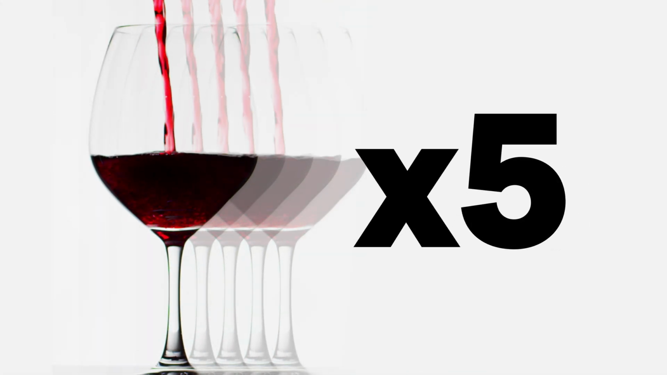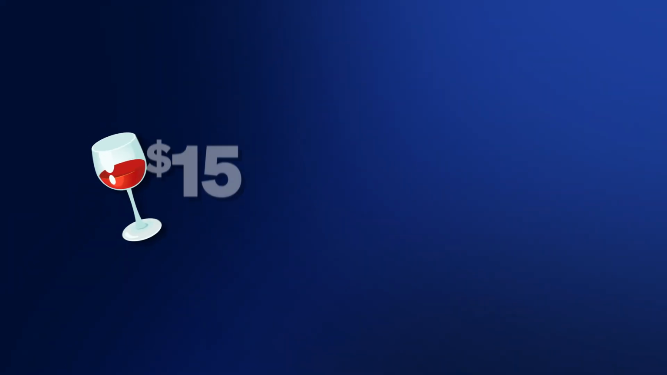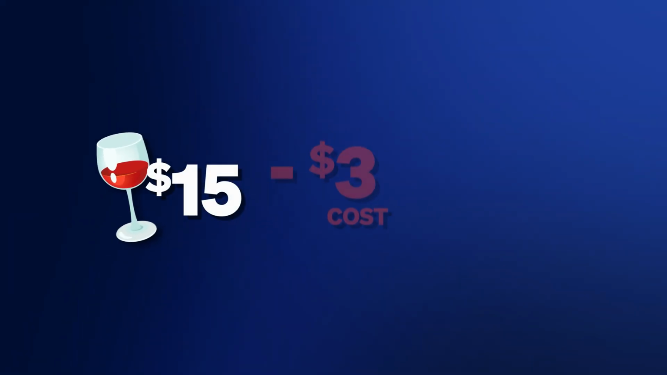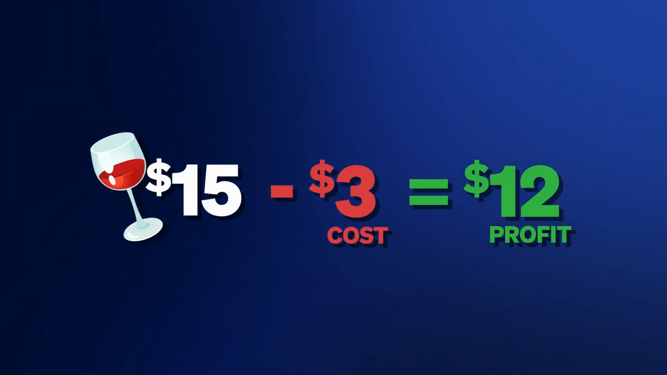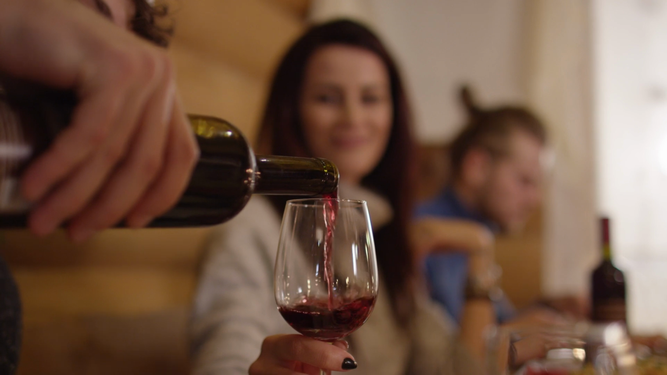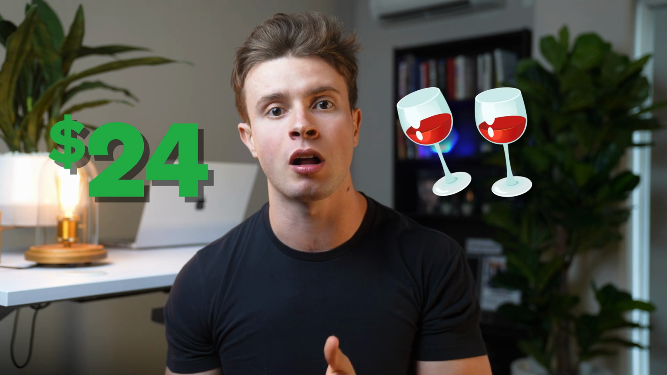When restaurants sell wine by the glass, they're typically selling it for 5 times how much it cost them to buy, which means a 20% implied food cost. That $15 average glass of wine cost them $3 to buy wholesale, leaving $12 in profit for them. And there's very little labor cost associated with pouring a glass of wine, so it's almost all pure profit for them, especially when you account for the average wine drinker enjoying 2 glasses over the course of their typical 2-hour meal. That's an extra $24 in profit.